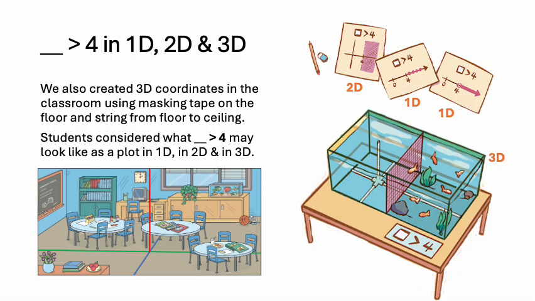We also created 3D coordinates in the classroom using masking tape on the floor and a string from floor to ceiling where the two axes on the floor meet. Students considered what blank is greater than 4 may look like as a plot in 1, 2, and 3 dimensions, as shown on the right.